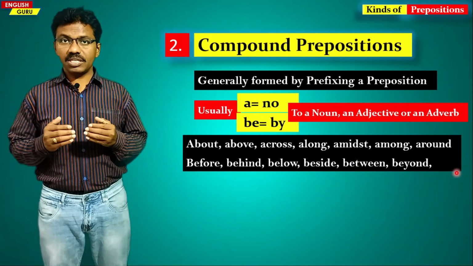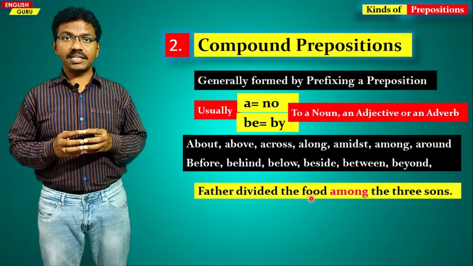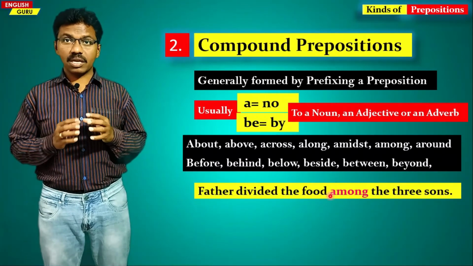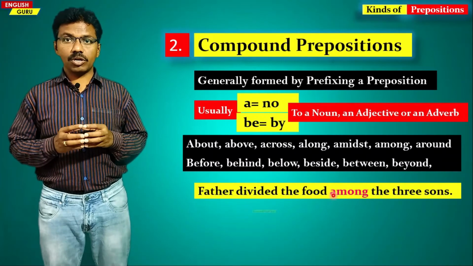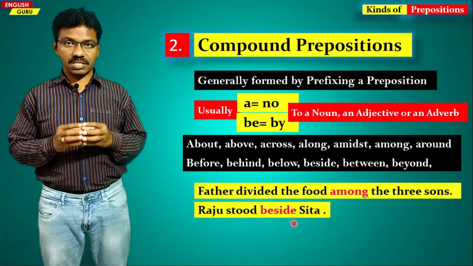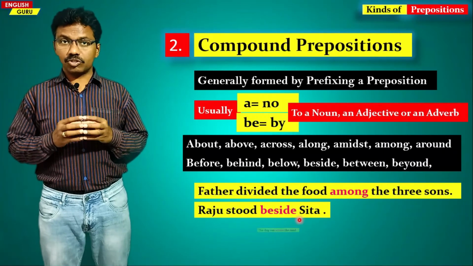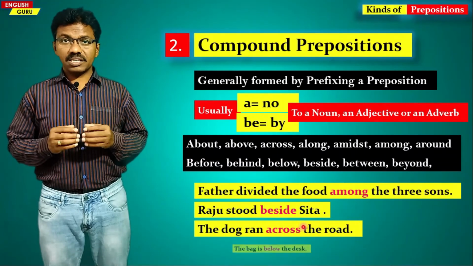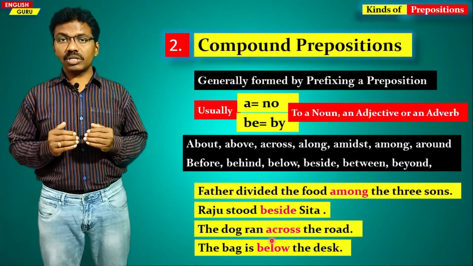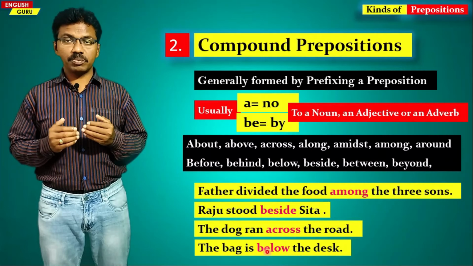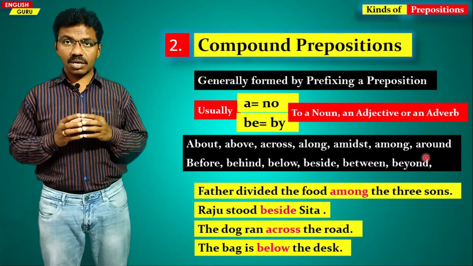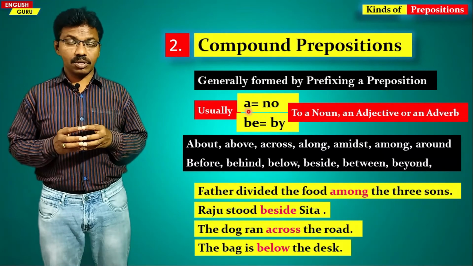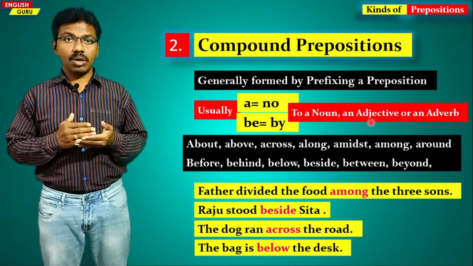For example, if you see them in a sentence, father divided the food among the three sons. Among is a compound preposition. And the next one, Raju stood beside Sita. Beside, a preposition. Next, dog ran across the road. Across, compound preposition. In the next sentence, the bag is below the desk. Below, a compound preposition. So compound prepositions are normally formed by prefixing a preposition or by prefixing a noun, adjective, or an adverb.